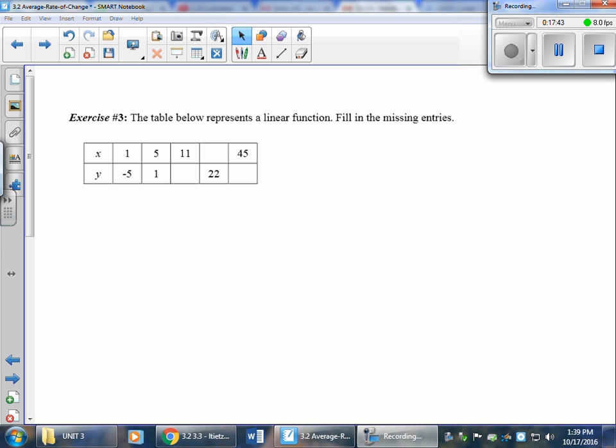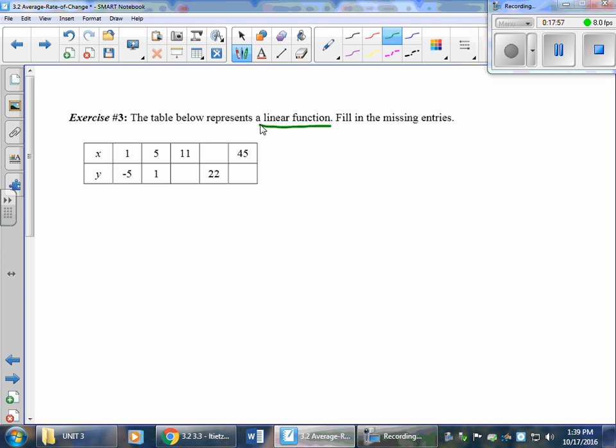Exercise 3 says the table below represents a linear function, fill in the missing entries. So I think the easiest thing to do here is they're saying it's a linear function, so we know that the slope needs to remain constant. So if we want to figure out the slope between one point and another, and it confuses you in the table, you can write down a few of the points. We have positive 1, negative 5, and positive 5, positive 1. So this can become our x1, y1, and x2, y2.